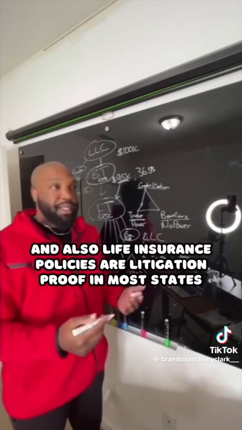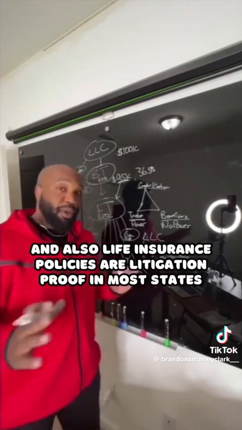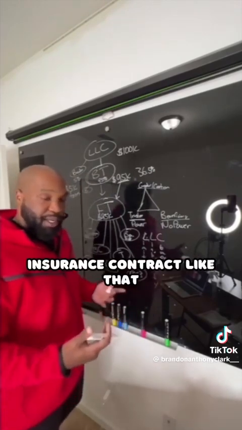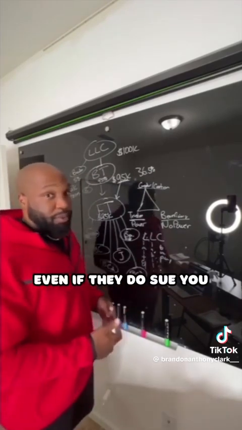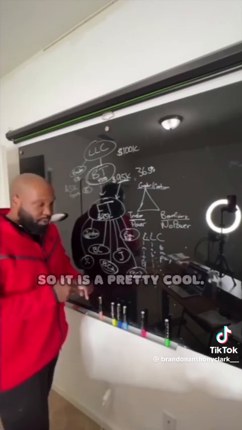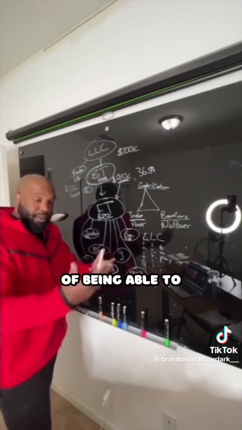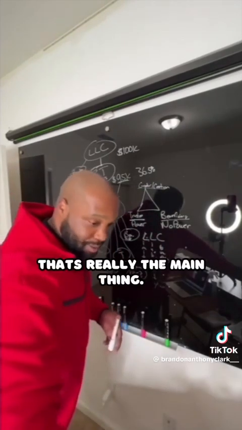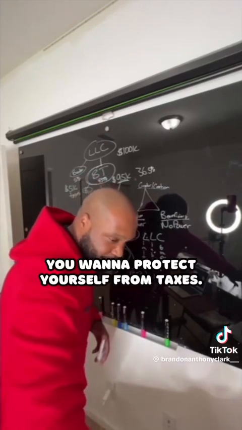And also life insurance policies are litigation proof in most states. Most states, meaning if you have money in an insurance contract like that, even if they do sue you, they can't get the money in the policy, right? So it's a pretty unique way of being able to protect yourself, generational wealth, probate, taxes. That's really the main thing. You want to protect yourself from taxes.